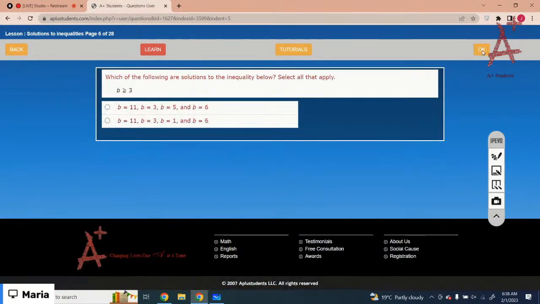Okay, the next one is, which of the following are solutions of the inequality? B is greater than or equal to 3. So which of the options are all greater than or equal to 3? Option number 1 is the correct option. Got it? 11 is greater than 3, 3 is equal to 3, 5 is greater than 3 and 6 is greater than 3. But in the second option, 1 is less than 3. So that's why option number 1 is the correct option. Got it?